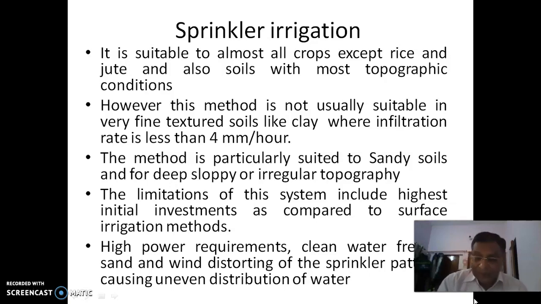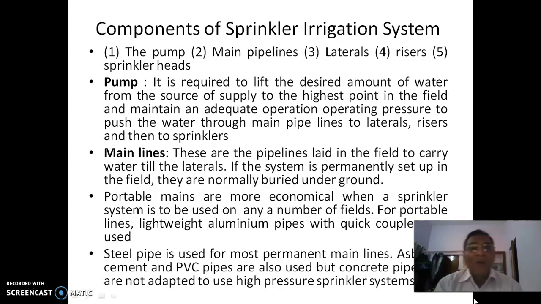Okay. Then let us go to the components of the sprinkler irrigation system. You can see here the pump, and then main pipelines, laterals, risers, and sprinkler heads. These are the main components of the sprinkler system. Of course, there are some minor components also, which we will come back to later on.